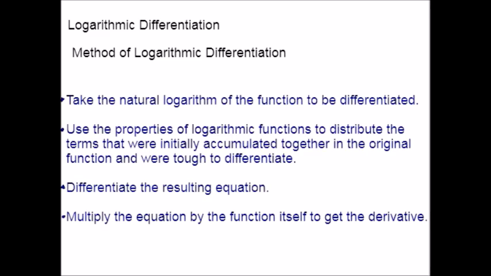Here are the 4 steps that we follow to find the differentiation of a logarithmic function. Step 1. Take the natural logarithm of the function to be differentiated. Step 2. We have to use the properties of logarithmic functions so that we can distribute the terms that were initially accumulated together in the original function and were tough to differentiate. The third important step is to differentiate the resulting equation. And finally, we multiply the equation by the function itself to get the derivative. So these are the steps to find the differentiation of a logarithmic function. Please have a glance over this.